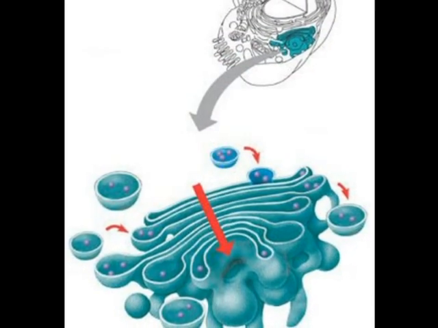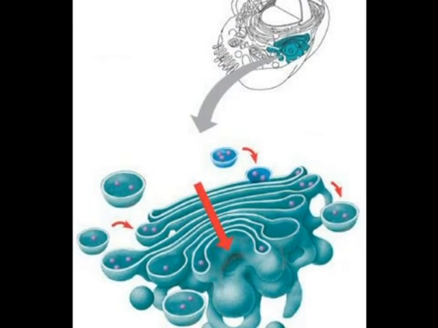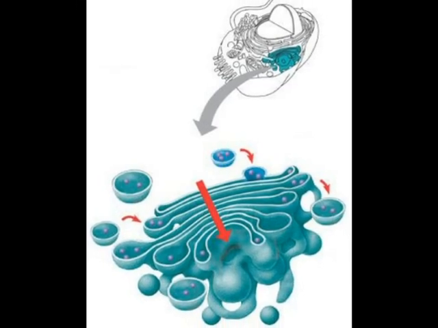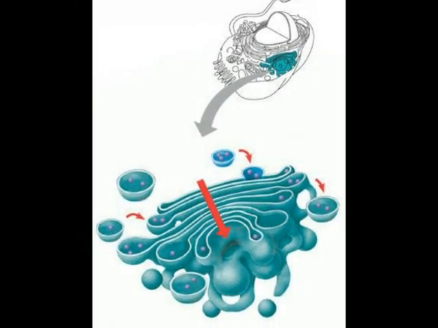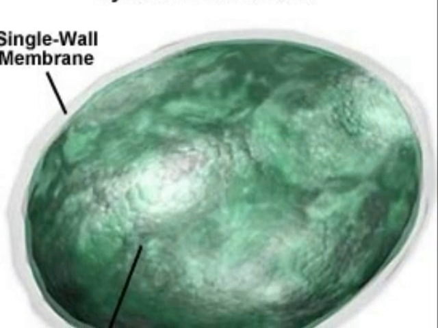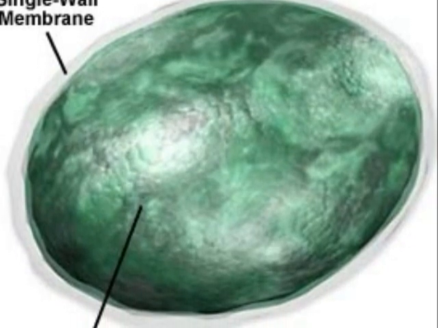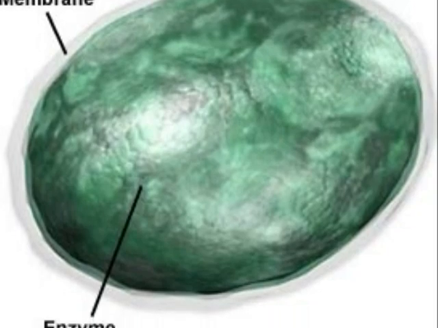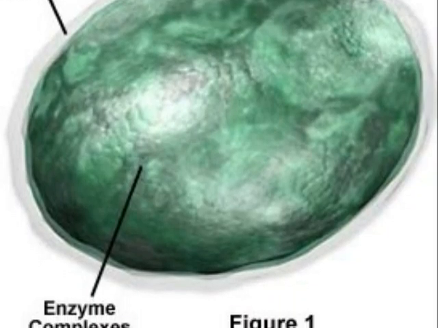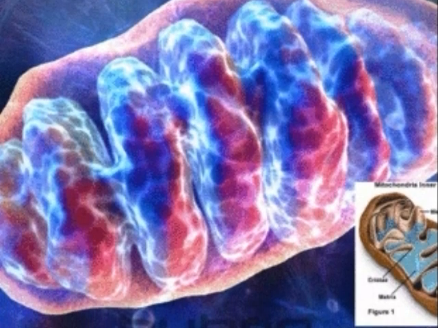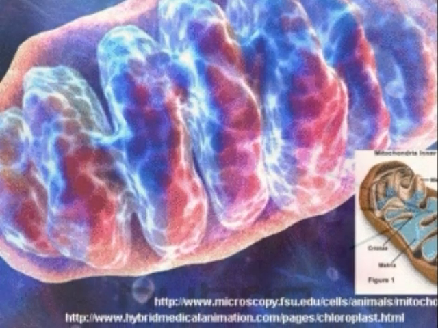Now we're at the Golgi apparatus. The Golgi apparatus stores food, waste products, water, and is responsible for transporting certain materials within the cell. This is a lysosome, and lysosomes are circular-shaped structures which act as the stomach of the cell and digest unwanted materials such as bacteria. Now we're at the mitochondria. The mitochondria is basically the powerhouse of the cell.